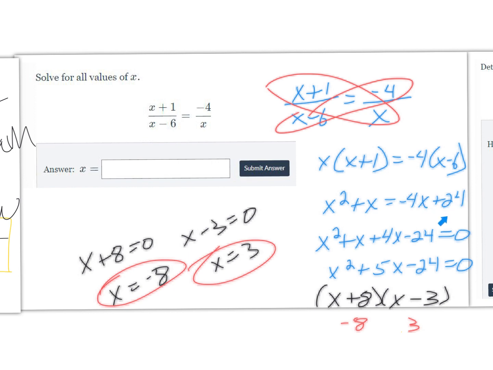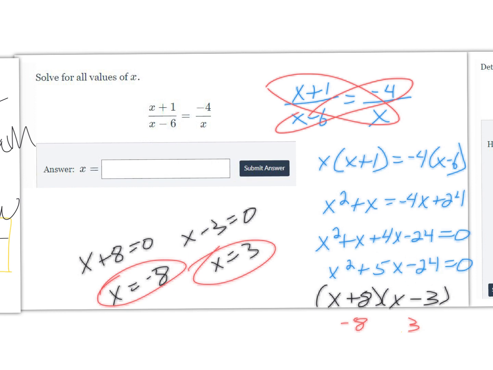I have to add, it's plus 24 on the right, so I subtract 24 on both sides, so minus 24. Set that equal to 0. Combine my like terms: x squared plus 5x minus 24 equal to 0. Now I can factor this trinomial.